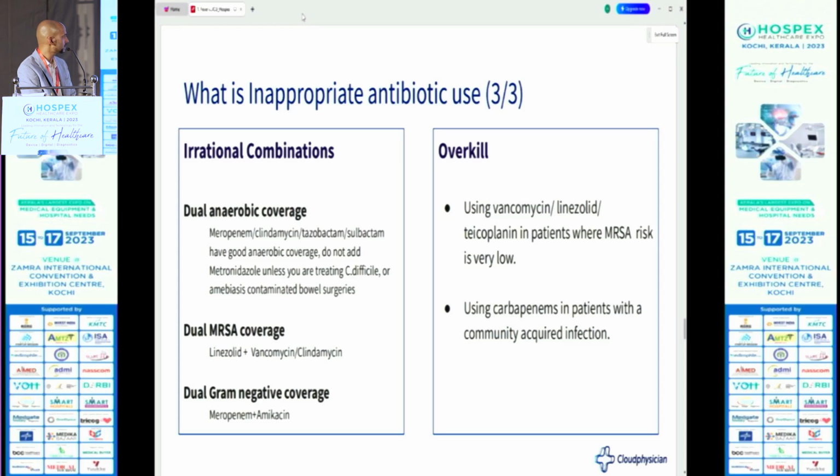There are multiple other such combinations. Dual MRSA coverage is not indicated. Frequently, double gram-negative coverage with an aminoglycoside is not always indicated. There are some studies that would indicate that in severe pseudomonal infections, you can think about it as empiric coverage till you have culture data. But we see this being used quite a lot in our patient population. Next slide.